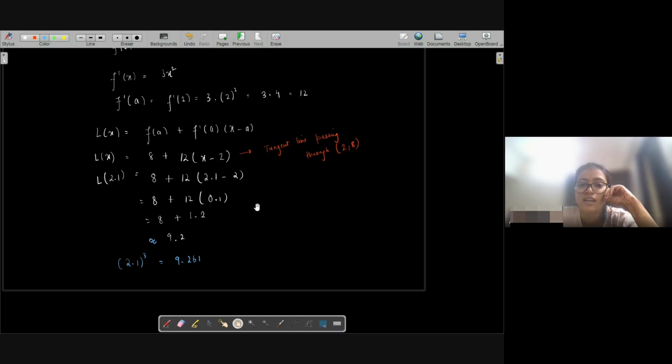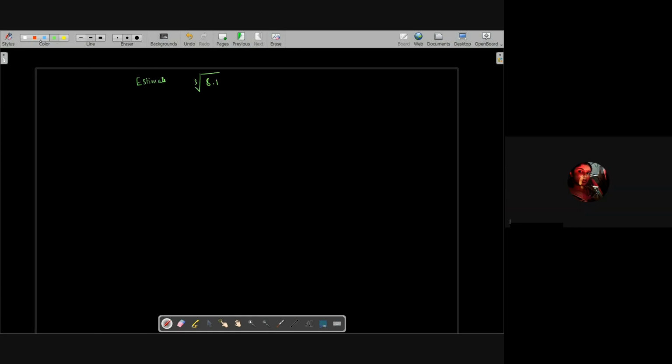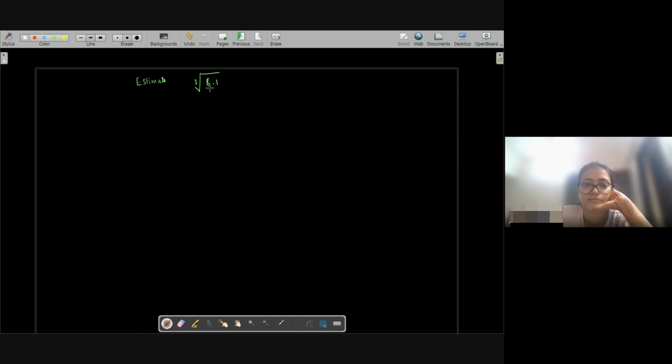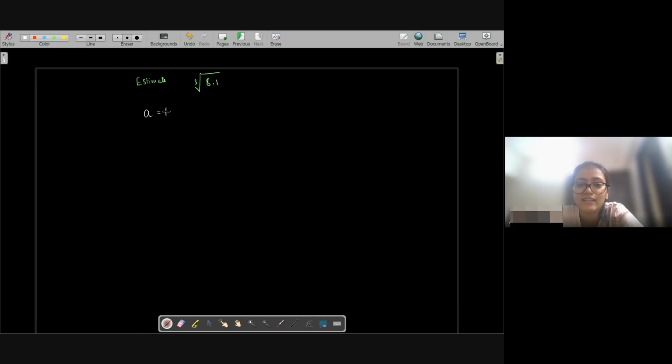Okay. Now we will do a cube root problem. So now the function is not given. It just says estimate the cube root of 8.1. That's it. Then I guess we could just take 8, that's the easiest.